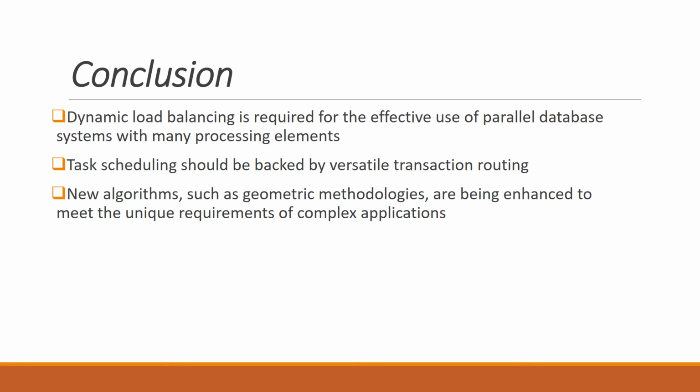So now we conclude the paper by stating that dynamic load balancing is required for the effective use of parallel database systems with many processing elements. Intra-query parallelism must be supported effectively in multi-user mode, that is, in conjunction with inter-query and inter-transaction parallelism. The main dynamic control decisions are determining the extent of intra-query parallelism as well as choosing the processing nodes for executing subqueries. Task scheduling should be backed by versatile transaction routing for initial query and transaction assignment.